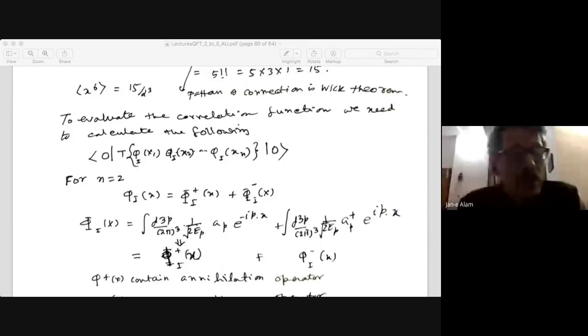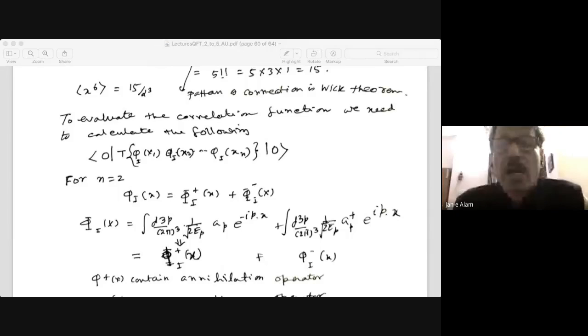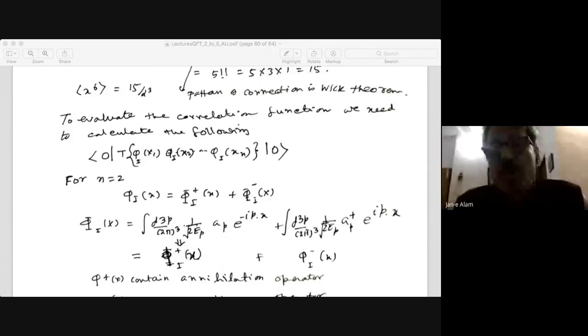Tomorrow I will discuss the Wick's theorem, and then I will try to introduce you, slowly going towards the Feynman diagrams. But I don't know how much I will be able to cover, but we are going towards the Feynman diagrams.